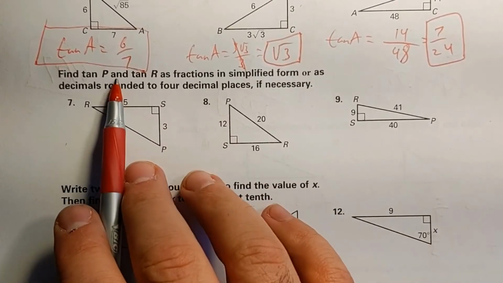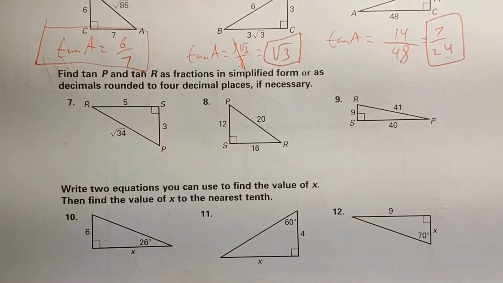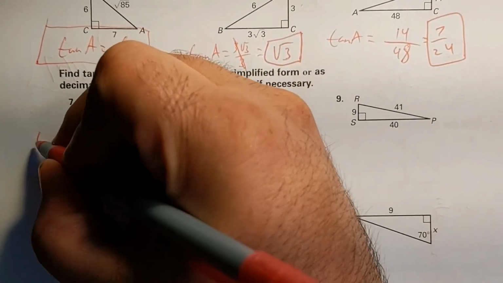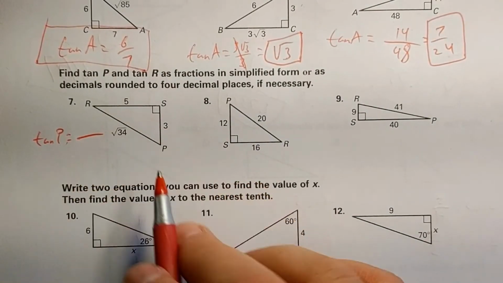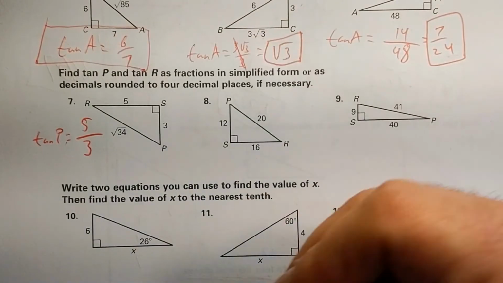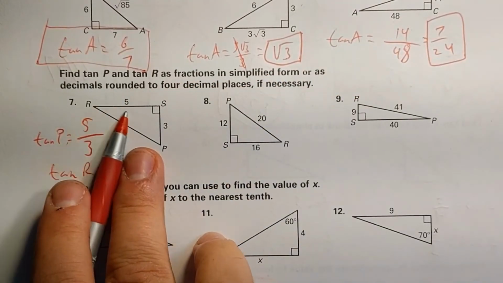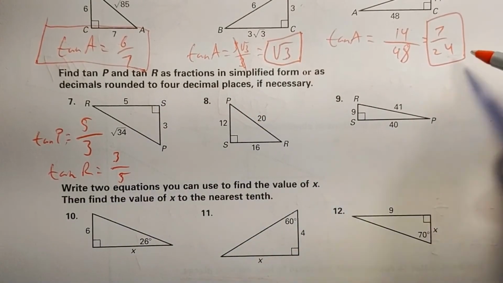Number 7, it's asking for P and R, and it's asking as fractions in simplified form or as a decimal, rounded to 4 decimal places. So if I'm going with the tangent of P, I'm going to put opposite over adjacent, 5 over 3. If I do the tangent from R, then I'm going to go opposite over adjacent. Now it's going to be 3 on top, 5 on the bottom.